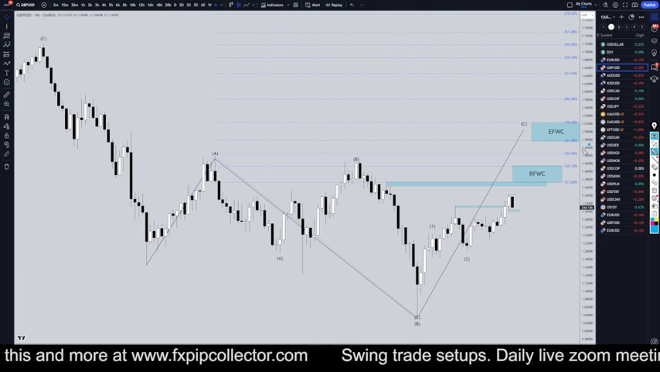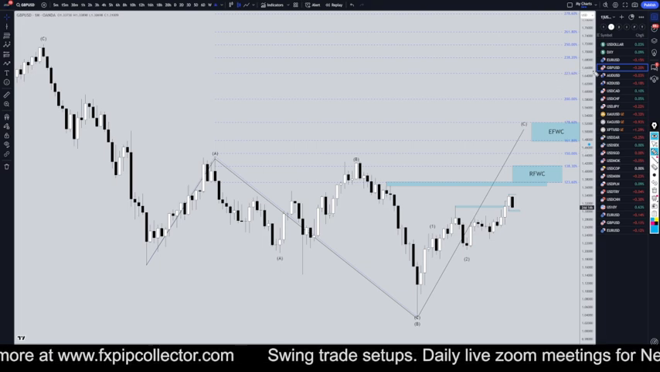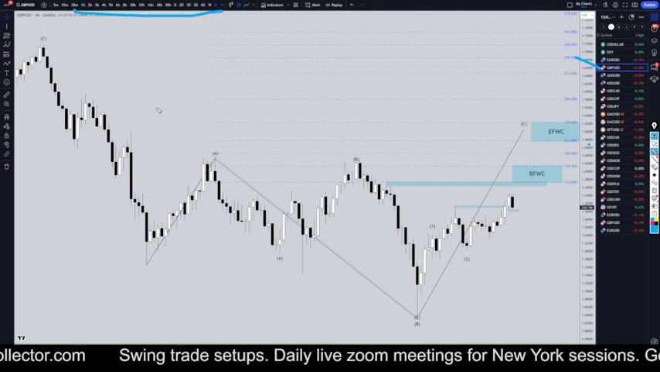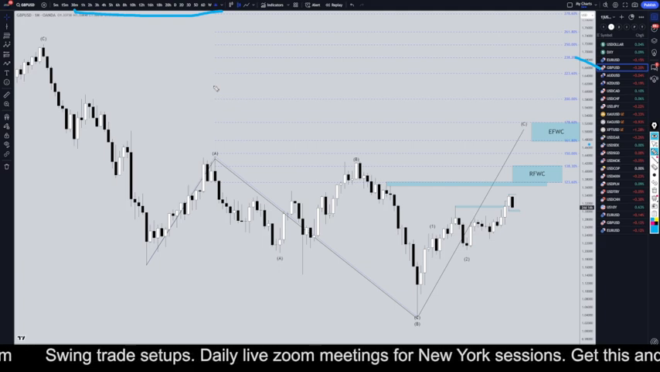Today is Monday, October 7th, and I'm going to be analyzing the pound US dollar starting on the monthly, working my way all the way down to the 1 hour time frame for the full top down analysis.